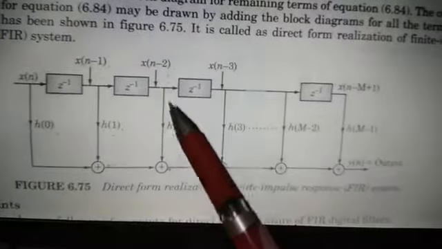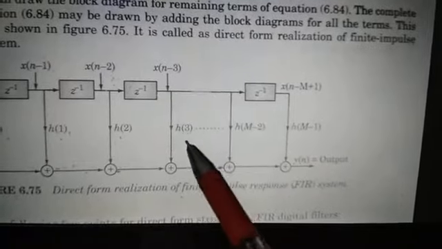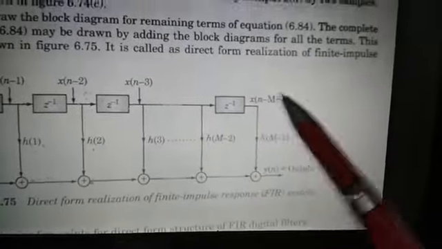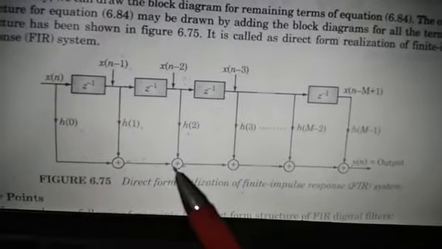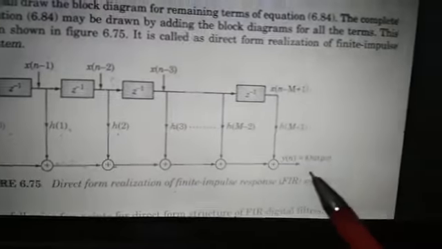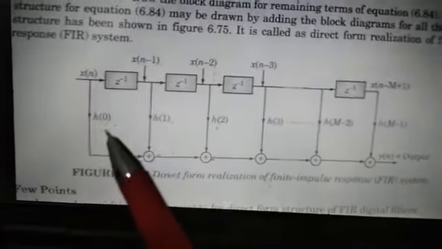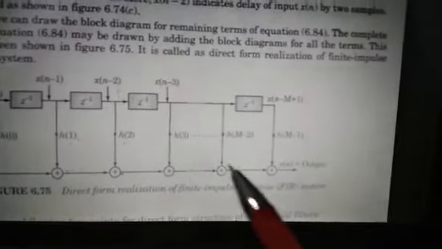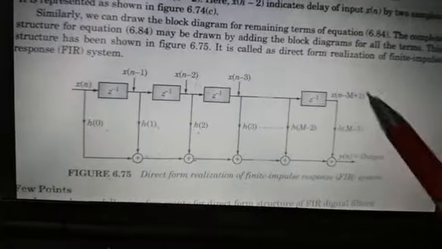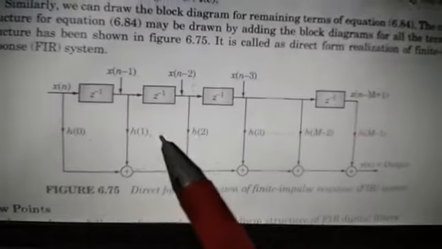With x of n minus 2, you have the coefficient h of 2. With x of n minus 3, you have the h of 3, and so on. And all should be added by these sums. So the final output is this y of n. So y of n is equal to this output plus this output plus this output and so on. So you will get the whole equation implemented with this direct form. This is called the direct form structure.